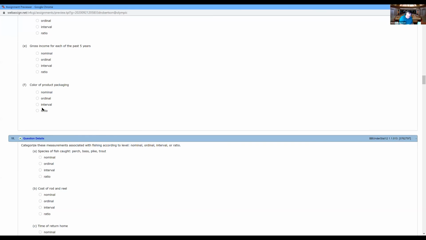Let's throw in some scary ones. Shoe size. You collect data on shoe sizes, right? You agree it's a number.